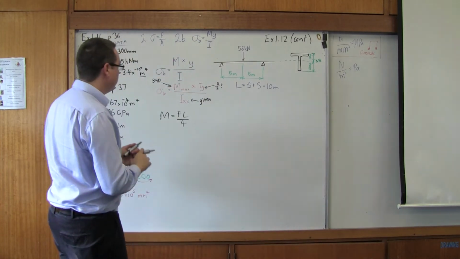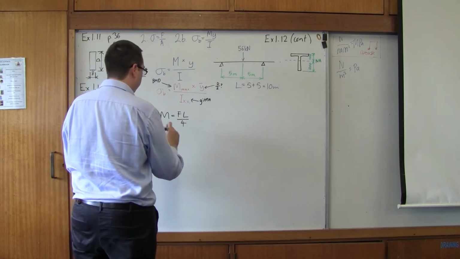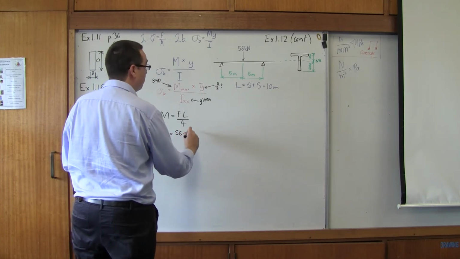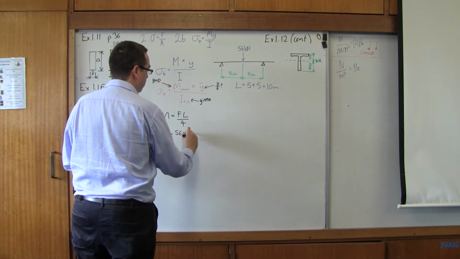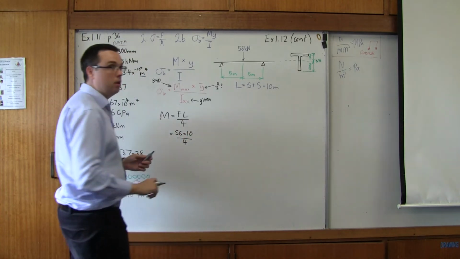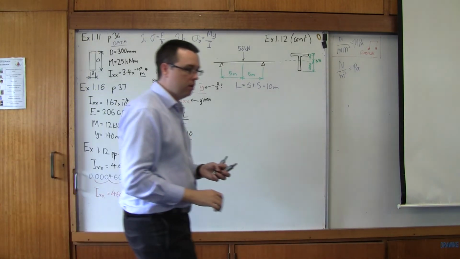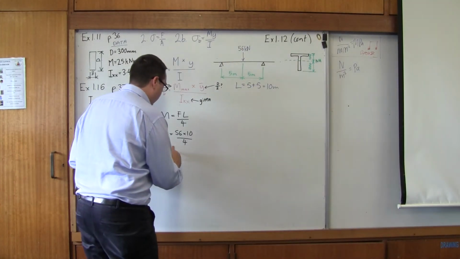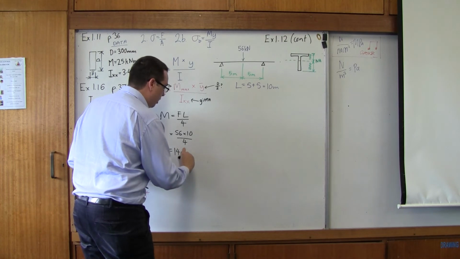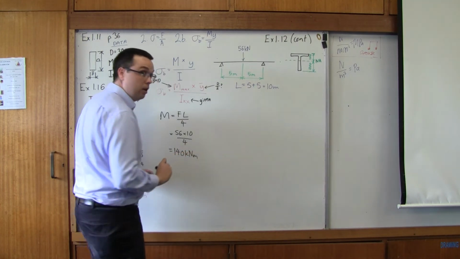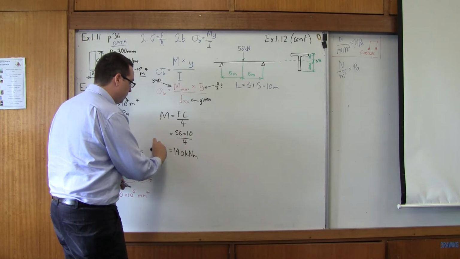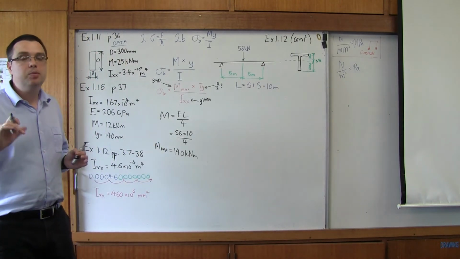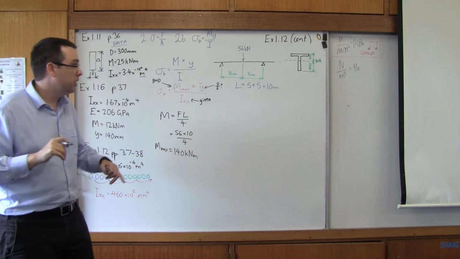Okay, so what we're going to say is we have 56 times 10 divided by 4. 140. Okay, now that's going to be 140 kilonewton meters. Now that's not the bending moment everywhere, that's the maximum bending moment, right? So I'm writing that down as M max.